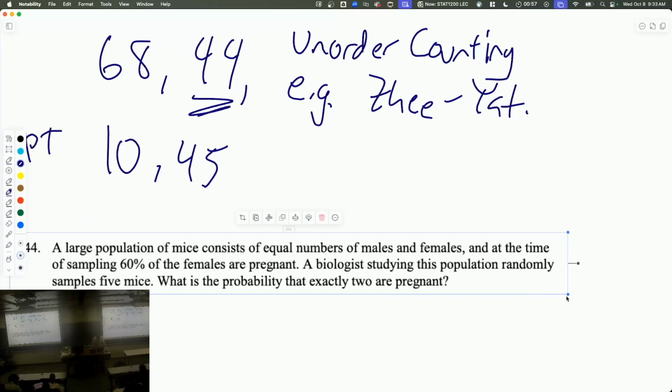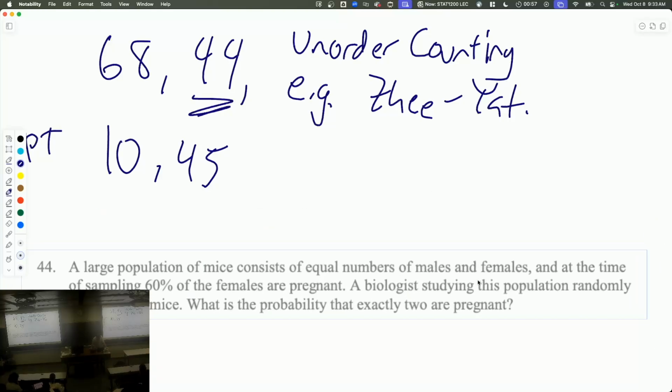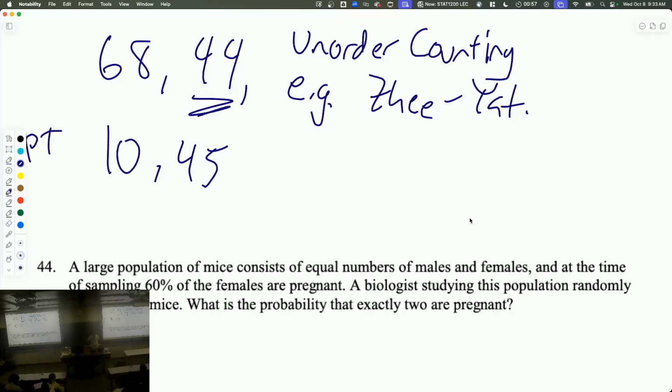A large population of mice consists of equal numbers of males and females, and at the time of sampling, 60% of the females are pregnant. A biologist studying this population randomly samples 5 mice. What is the probability that exactly 2 are pregnant?